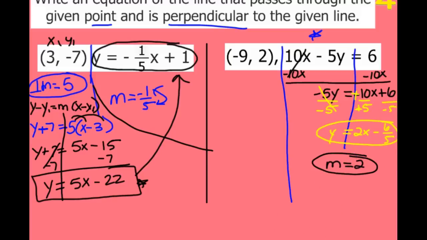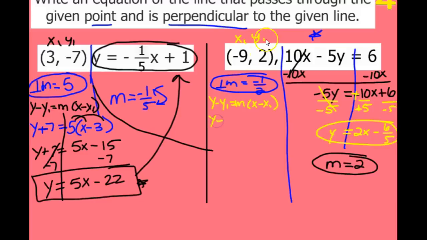But now if we want a line that is perpendicular to this line, instead of a positive, our slope would be a negative, and instead of 2 over 1, our slope would be 1 over 2. So here's my point, x, y. I'm going to plug it in to my point slope form, because I have a point and a slope.